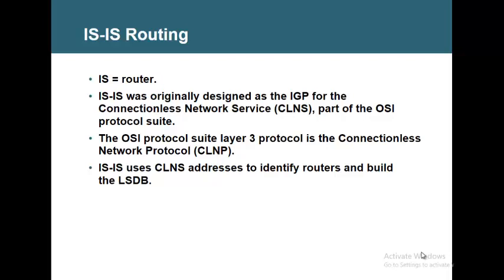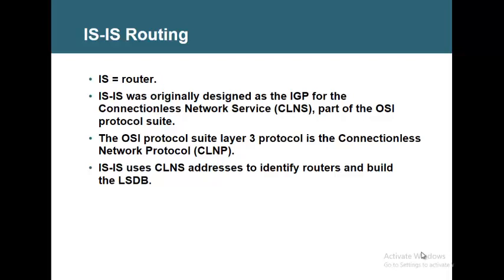IP is 32-bit. IPv6 is 128-bit. The CLNS address is neither 32 nor 128; these addresses are different. You will see a little flavor of CLNS in the ISIS configuration. I'll show you where. So ISIS uses a CLNS address in order to identify a router.